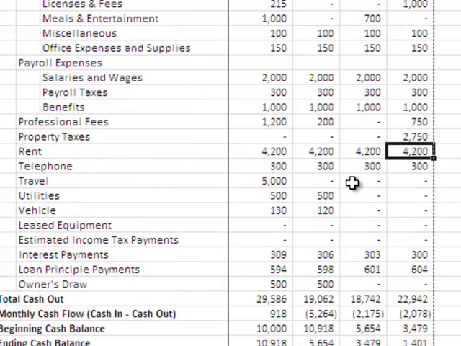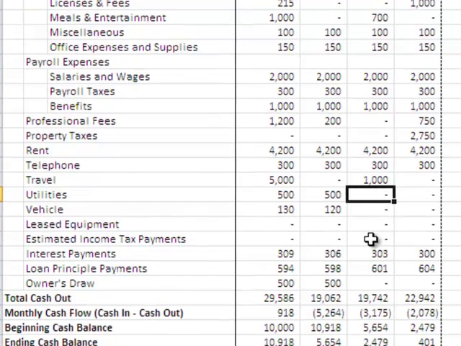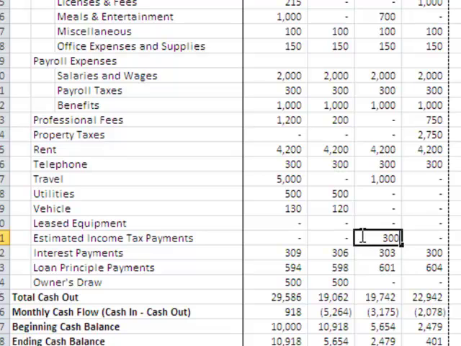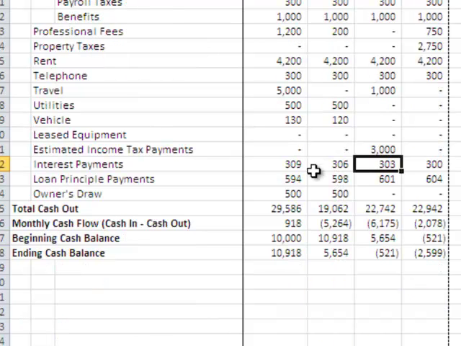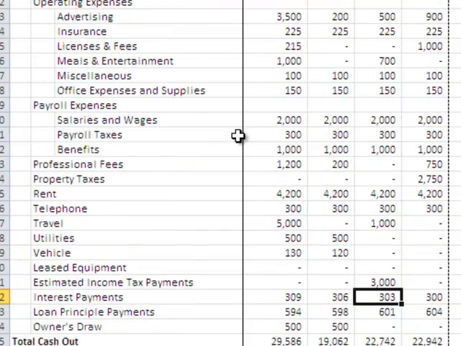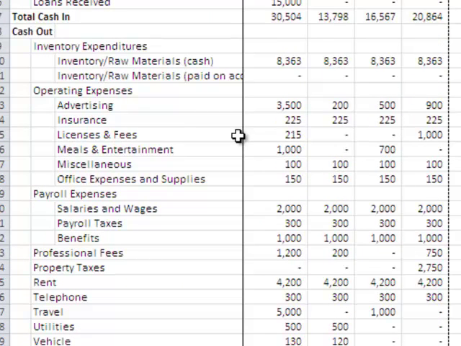Travel, he's going to take a trip in March for $1,000, and he's got an estimated income tax payment that he's going to make in March of $3,000. Now, as you can see, his ending cash balance now at the end of April is a minus $25.99, but he still has some more entries to make. These come from step 2.